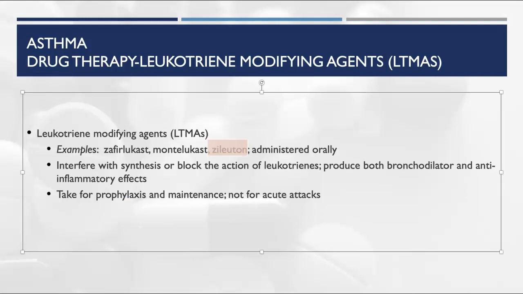Leukotriene modifying agents are also medications that can be used for long-term control. Examples are zafirlukast, montelukast, and zileuton. These are all administered by mouth. It helps to interfere with synthesis or block the action of the leukotrienes, which helps to produce both a bronchodilator and anti-inflammatory effect. Again, this is taken for prophylaxis and maintenance, not for an acute attack.